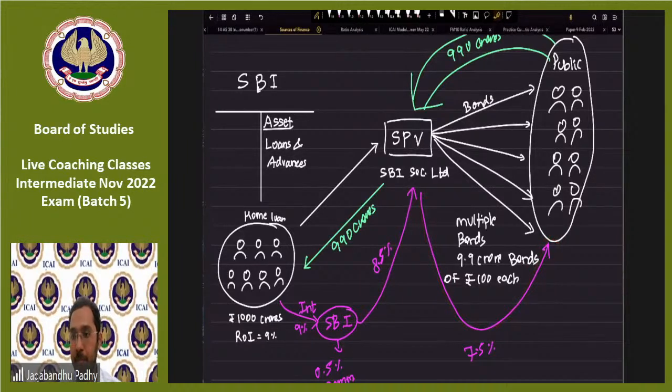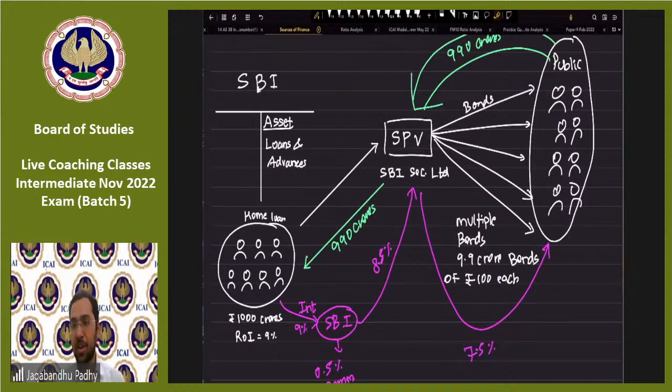Okay. So, any method to calculate this 8.5%? Rahul is asking any method to calculate this 8.5%. That is mutually agreed, Rahul, between SBI and the SPV. Both the entities will mutually decide it. How much interest on bonds will be paid? That's what I'm saying. Bonds will be paying 7.5%.